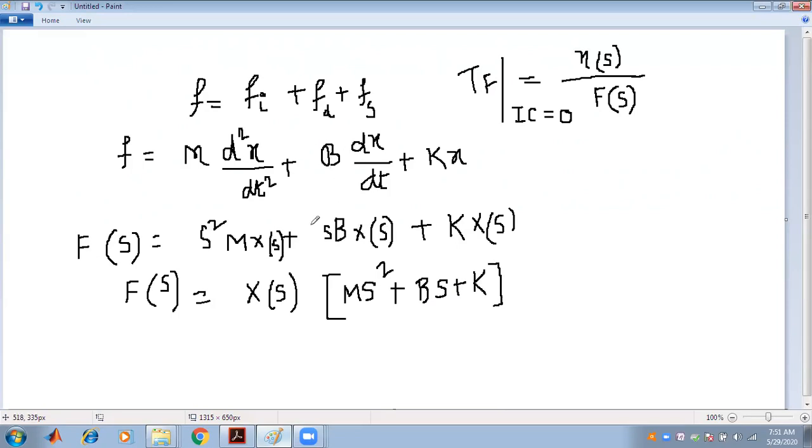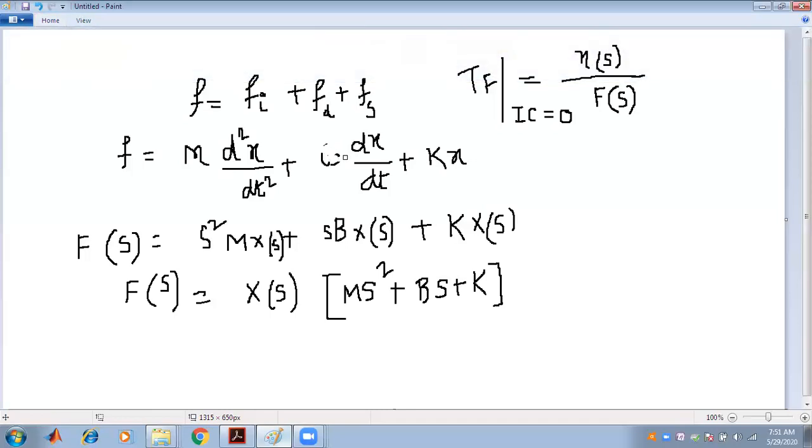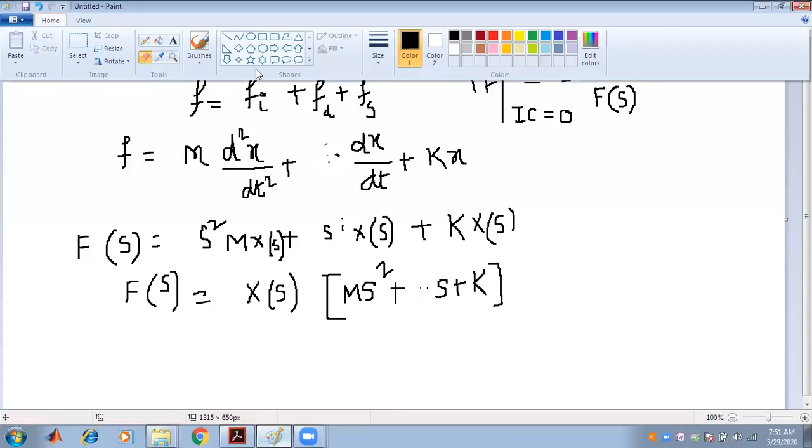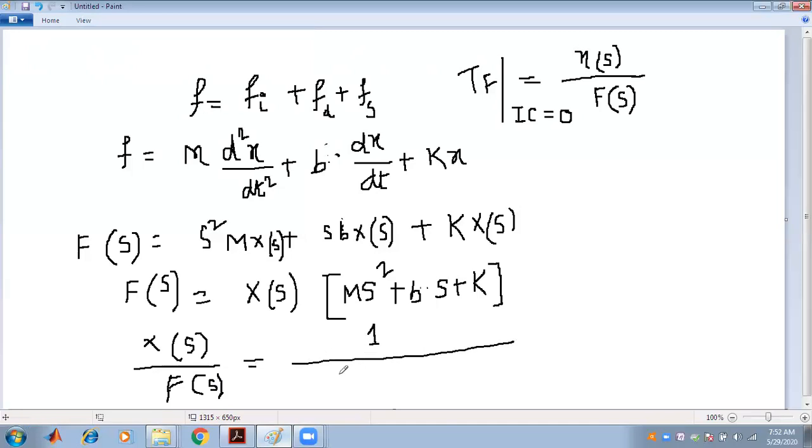Just to make this easily understood, I have written this D in small case. So X(s) by F(s), that is the transfer function of the system, with output the displacement and input the force, keeping all the initial conditions equal to zero, can be written as 1 by m s square plus Ds plus k.